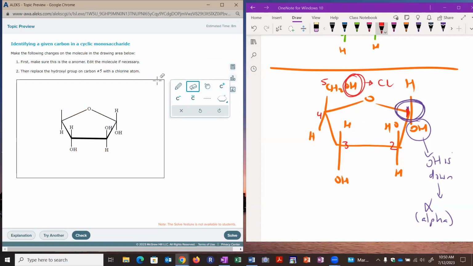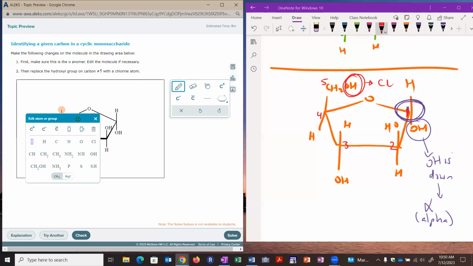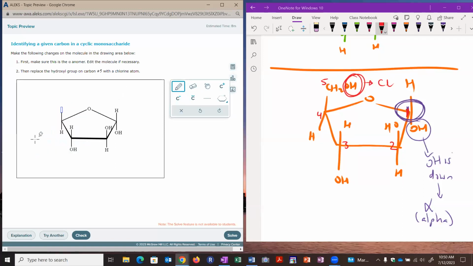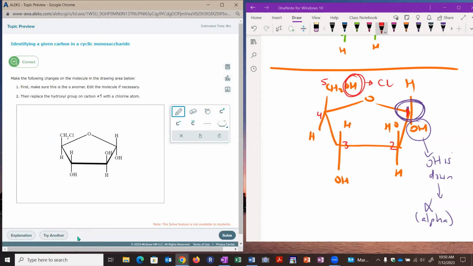We want a CH2Cl. All right, so let's see if we can type that in. All right, and then we can check. I don't think there's any other changes we need to make. All right, and there we go. So you want to identify alpha versus beta, and then if they ask you to make changes, you want to identify the correct number of carbons in your structure.